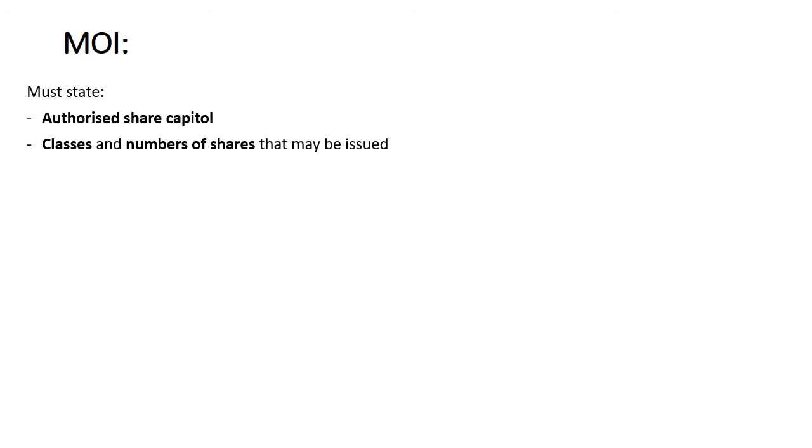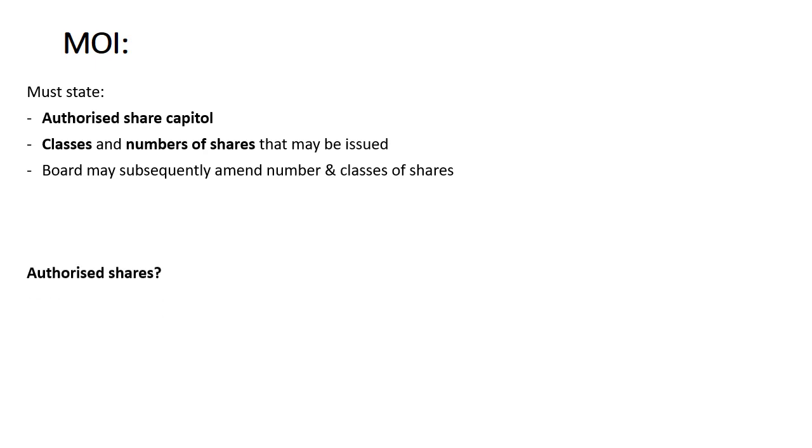It is very important to note that already in the Memorandum of Incorporation, the authorized share capital must be stated, and we will explain an authorized share capital in a moment, as well as the classes and numbers of shares that may be issued. We see that the board of directors may subsequently amend the number and classes of shares, but in the Memorandum of Incorporation, the authorized share capital must be stated, as well as the classes and numbers of shares. So what are authorized shares?